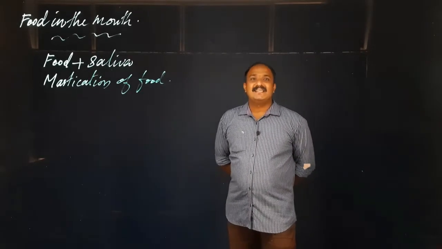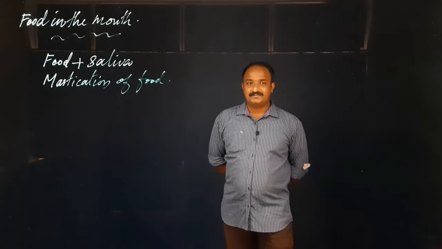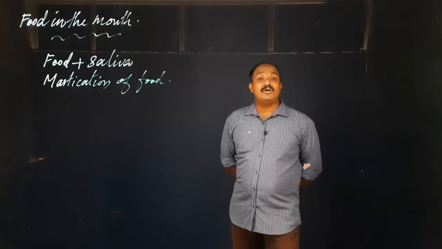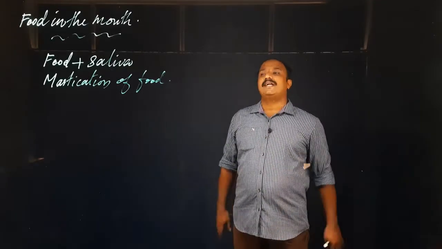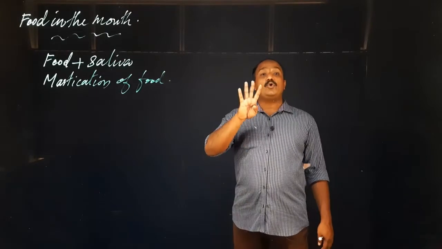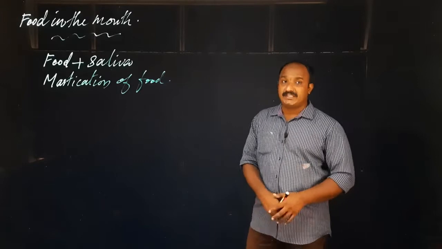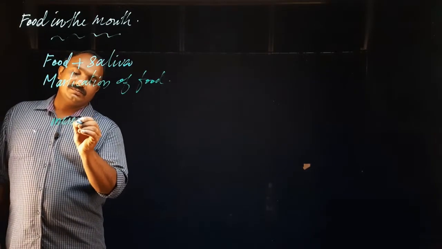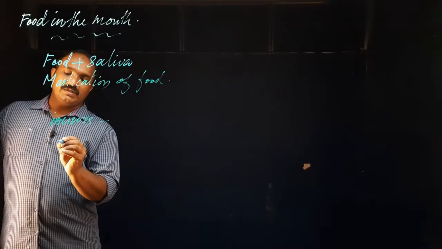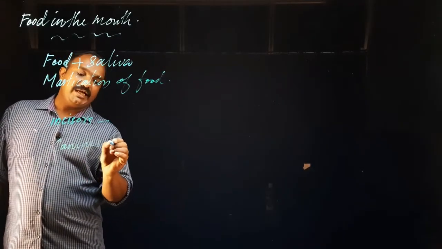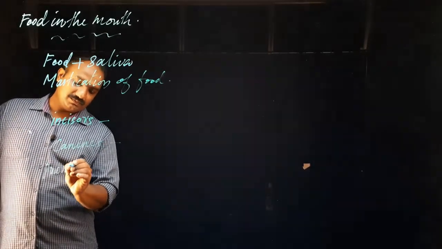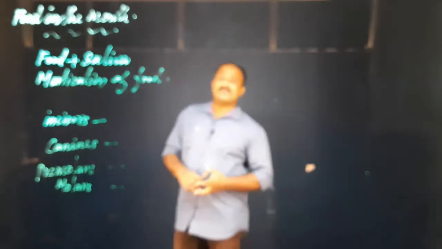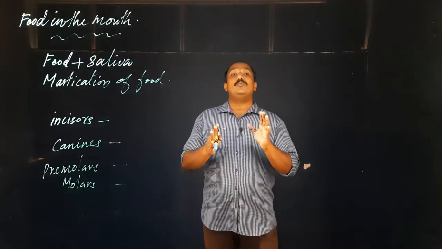So for mastication there are teeth and tongue in our mouth. The arrangement of the teeth in the mouth is helpful for the mastication of food. For that there are 4 types of teeth in our mouth. We can see which are they. First type, incisors. Second type, canines. Third type, premolars. And fourth type, molars. These are the 4 types of teeth that can be seen in the human mouth.